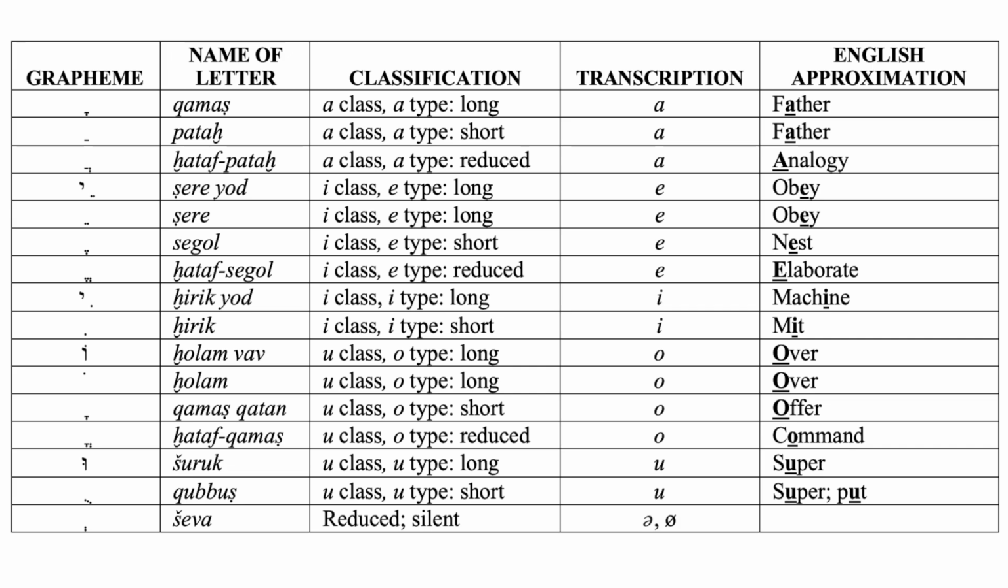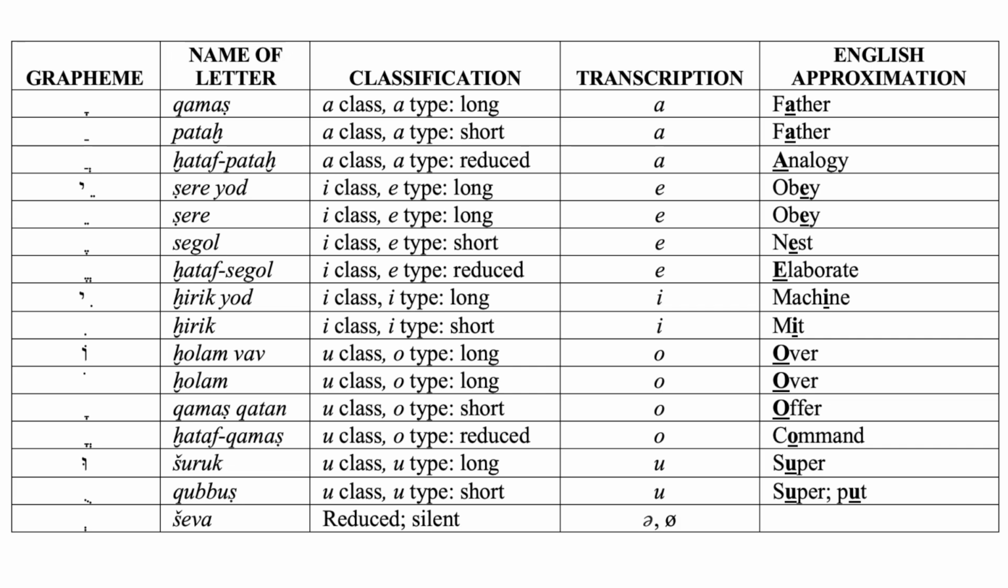So let's start with the I-class E-type vowels. The long vowel is represented usually as tsere yud, and this is like the E in the word obey. But the yud is not always necessary to represent a long vowel. Sometimes instead of tsere yud, we just get tsere, and that will make the same sound like the E in obey. So in both cases, I-class, E-type, long vowel.